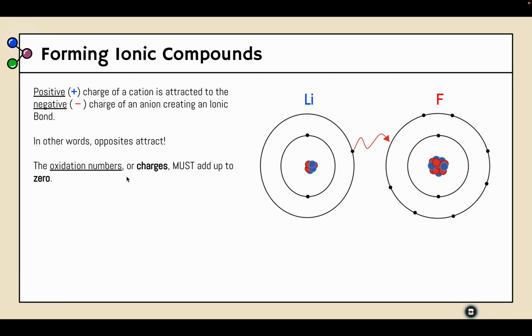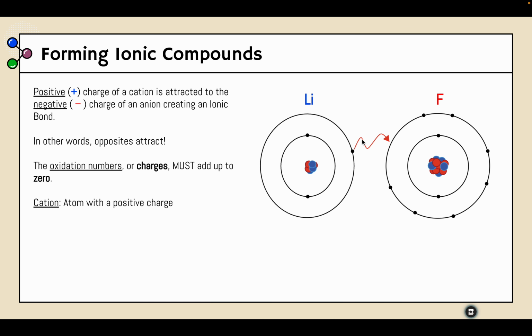But this is super, super important. So please make sure that you highlight this, that you star it, that you circle it, whatever. When we're talking about ionic compounds, the oxidation numbers or charges must add up to equal 0. That is super, super important.